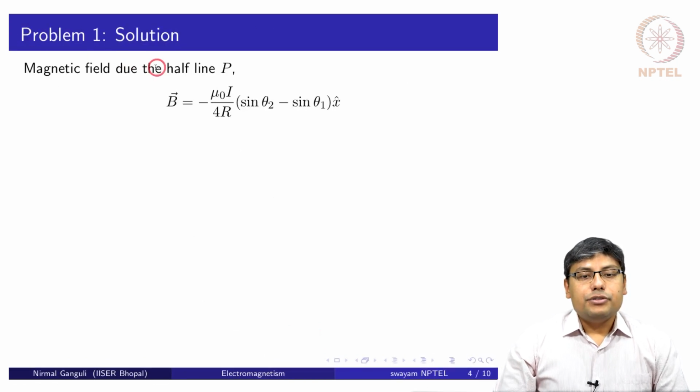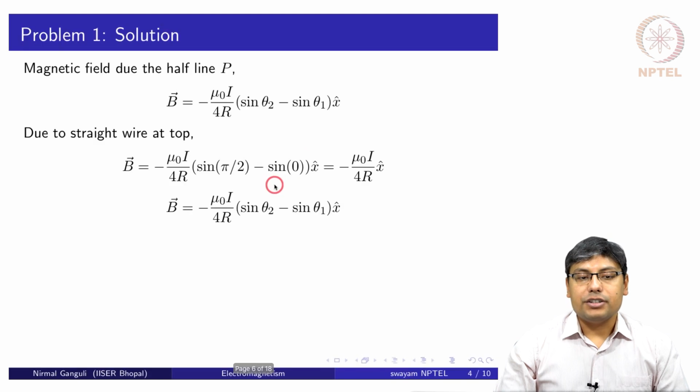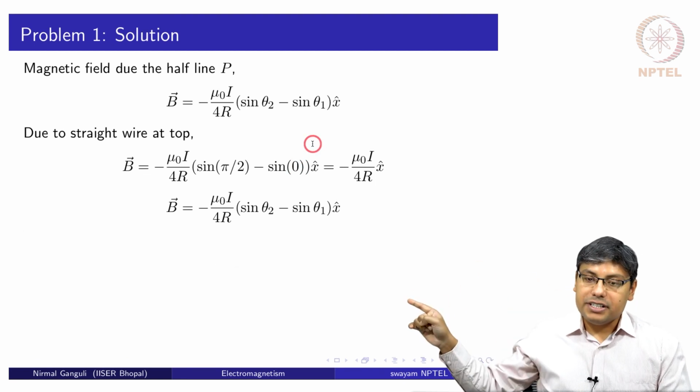The magnetic field due to the half line at P, the expression can be given as minus x cap mu naught I over 4 pi R (sin theta 2 minus sin theta 1), and you are supposed to put in the appropriate values of theta 2 and theta 1. For the top wire, theta 2 would be pi by 2 and theta 1 would be 0 for the wire extending to infinity.